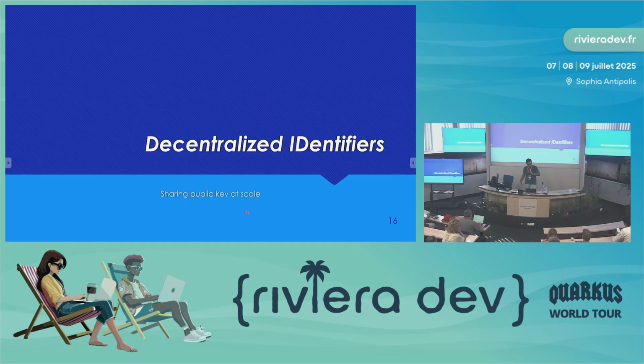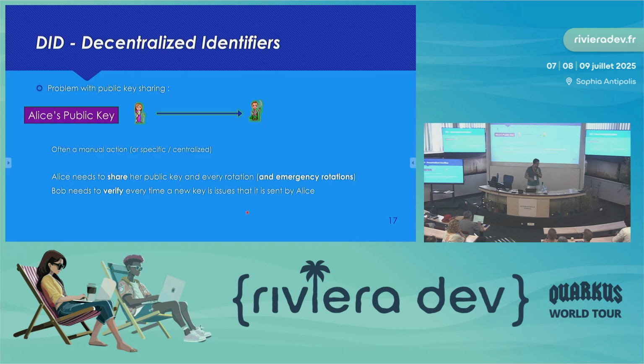So let's see how to share public keys at scale with DID, or decentralized identifier. Again, just to go back to the problem, I have Alice, she has a public key, and she wants everyone to know about it. Especially in one case, when you rotate a key. You don't want to take a phone, call Bob and tell him, hey, I rotated my key, please take into account this new key, I will be sending you a message with this one, because my key got leaked. So you want something that is automatic to do this.